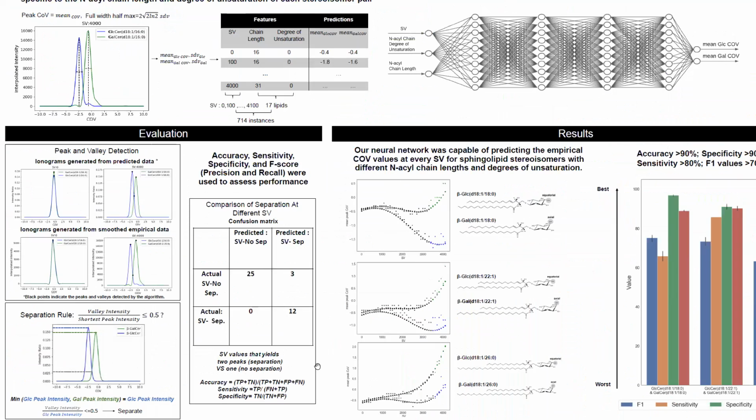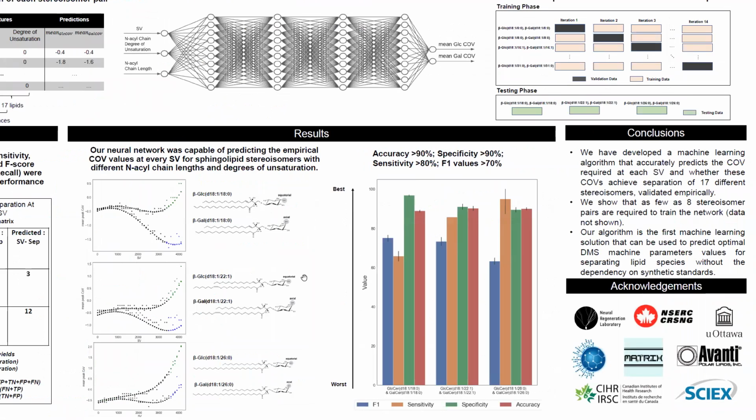During evaluation, we regenerated the normalized ionograms from the predicted mean values and the average standard deviation value. Using our peak and valley detection algorithm, we identified all peaks and valleys of the empirical ionogram and the normalized ionograms. We annotated these ionograms as either separating or not separating based on the criteria that the valley intensity must be less than 50% the height of the lowest peak, and further used these annotated labels to measure the separation results. This is a result of the predicted test set lipid species using the trained neural network.